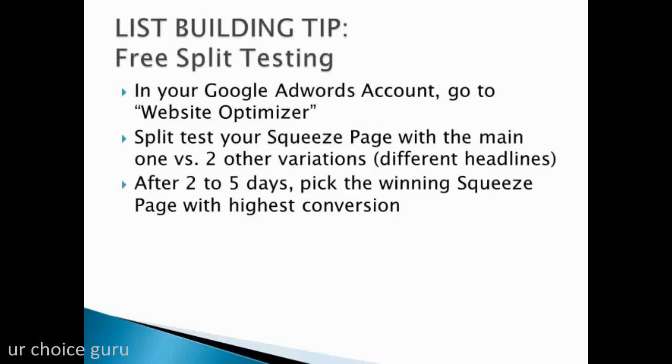List building tip, free split testing. In your Google AdWords account, go to Website Optimizer. Split test your squeeze page with the main one versus 2 other variations, different headlines. After 2 to 5 days, pick the winning squeeze page with highest conversion.